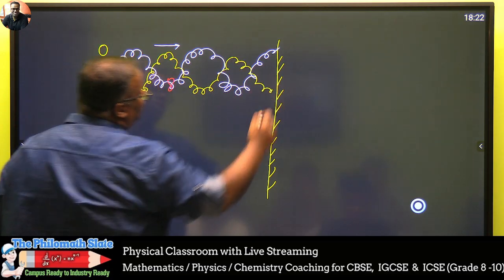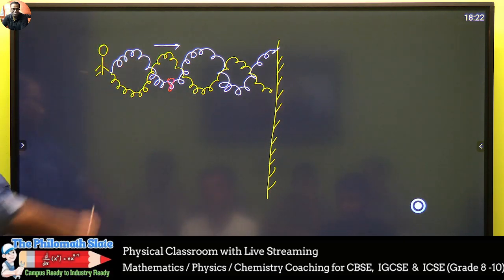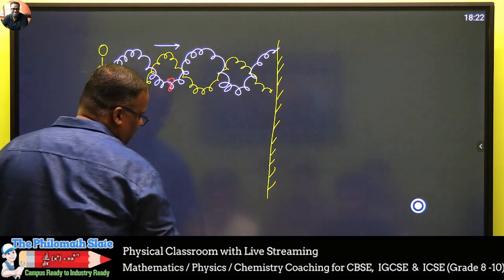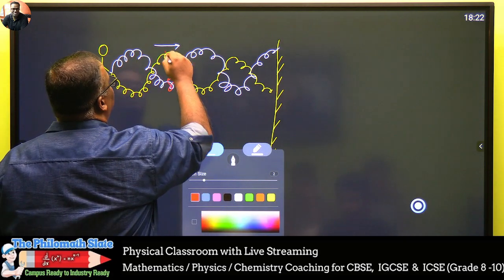Alternate motion, matlab samjhe na? Kabhi upar ja raha hai to kabhi neeche jayega. This is what is happening. So my red ribbon will go, my red ribbon will be kabhi upar jayega, kabhi neeche aayega.